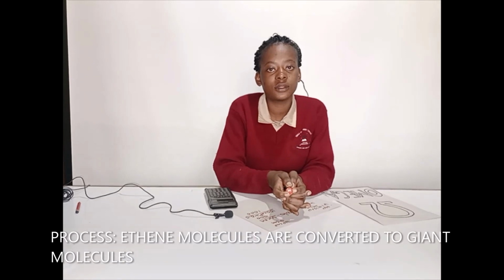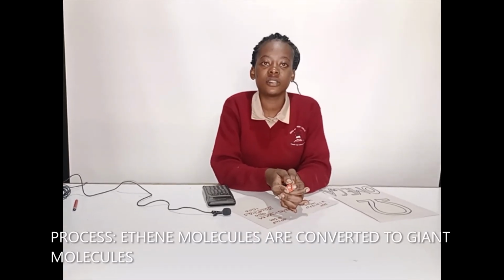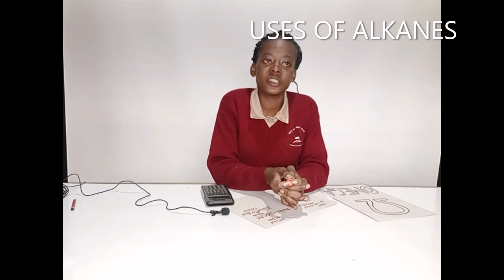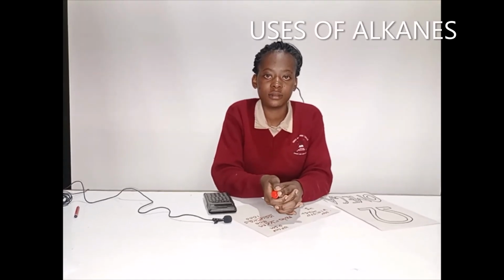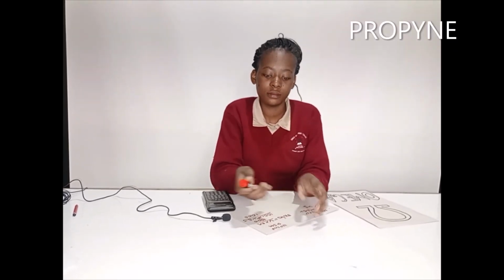Name the process where thin molecules converted to giant molecules. Polymerization. Polymerization, that's correct. State one use of alkanes. Used as a source of hydrogen in cracking process. Also, rather, you can also use them as fuel. That's correct. Using the pen you have, give me the structure of propyne.